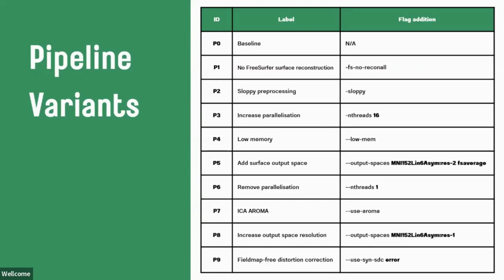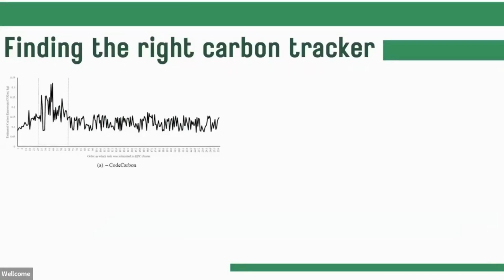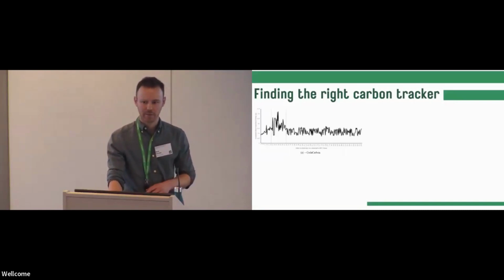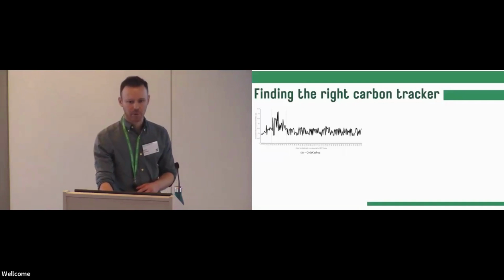So we ran the same data through 10 different versions and looked at the carbon emissions coming out of each of them. I'll just stop for a little caveat here because, as I said, we'd intended to use this CodeCarbon package integrated with fMRIPrep to estimate its footprint. This was by far the easiest option we could use, given that it was already there and up and running.